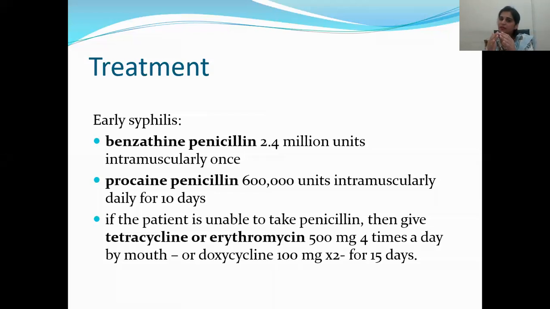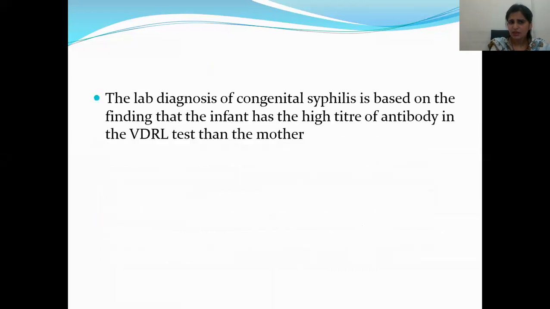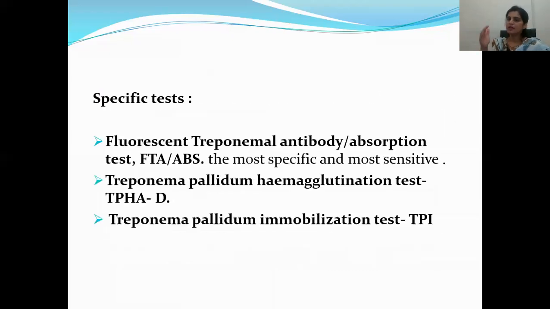And how will you detect the antibodies in the blood? There are specific and non-specific tests. In non-specific tests, there is VDRL, which is Venereal Disease Research Laboratories test. In this test, you detect the antibodies, and then the rapid plasma reagin test. In this test, you also detect the antibodies. So non-specific are VDRL and rapid plasma reagin test. And then comes the specific tests. Specific tests are fluorescent treponemal antibody absorption test, and then the Treponema pallidum hemagglutination, and then the Treponema pallidum immobilization test. These are the specific tests.